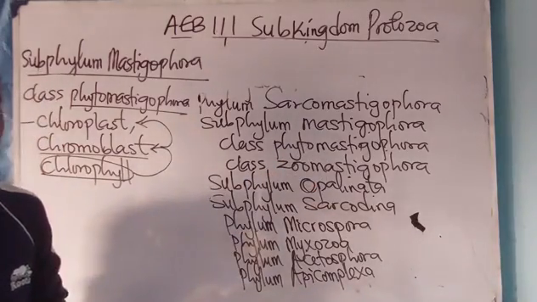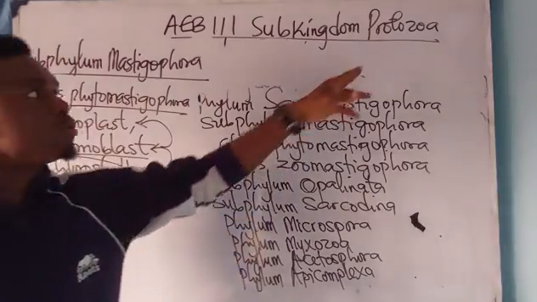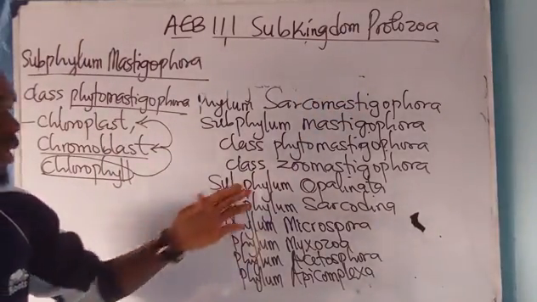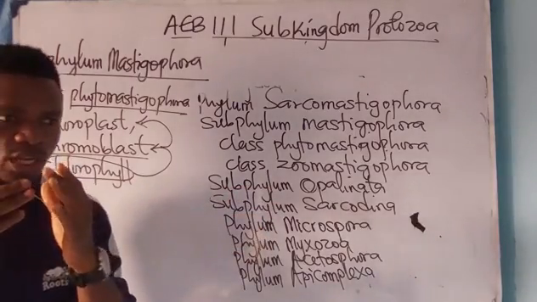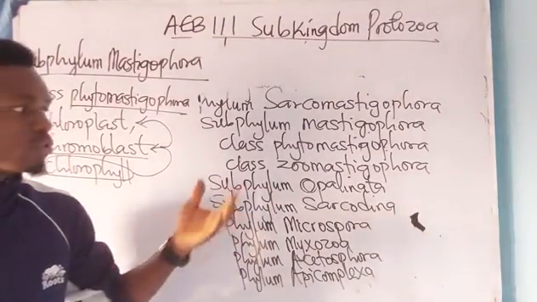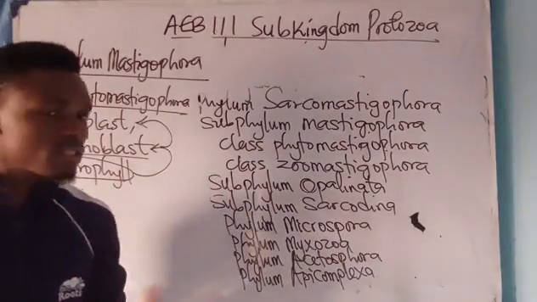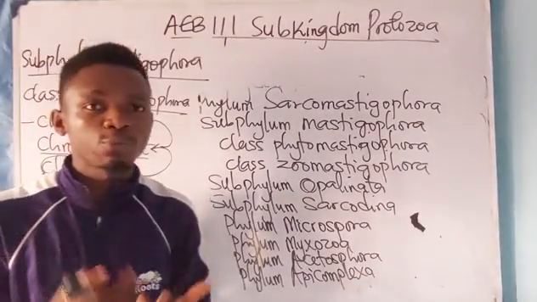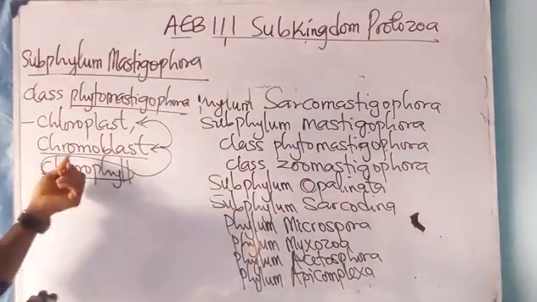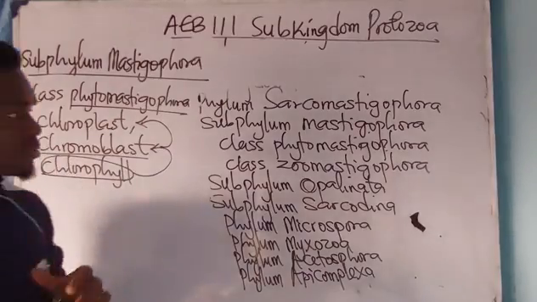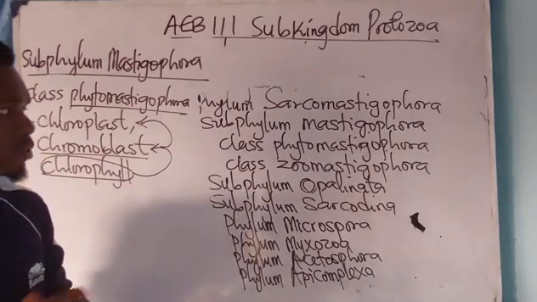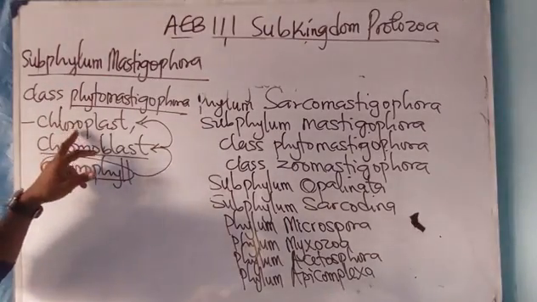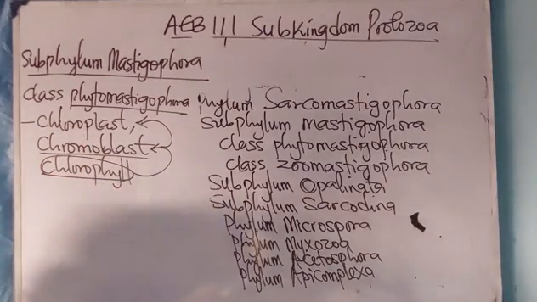Which means that these organisms are holophytic organisms. Some protozoans are holophytic in nature, that is, they are able to produce their own food, while some are heterotrophic. If I don't say holophytic, I can say they are photosynthetic or autotrophic. Now some are heterotrophic, that is, they cannot produce their own food. Good examples of organisms that can produce their own food are the Phytomastigophorans, because they possess chloroplast, chromoblast, and chlorophyll. Take note of that.